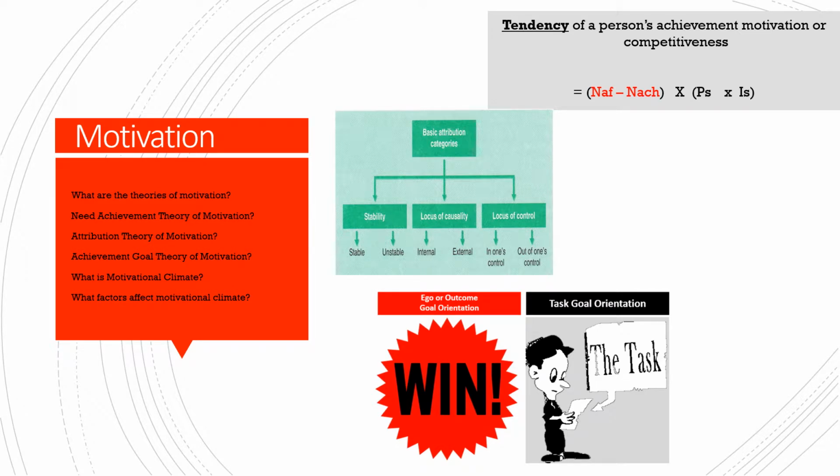Now we move on to the theories of motivation. So there are three theories of motivation, and they are need achievement motivation, attribution theory, and achievement goal theory. So we'll start off with the need achievement motivation theory, and they are the top two pictures up on the screen. This theory was proposed by a psychologist named Atkinson in 1964.